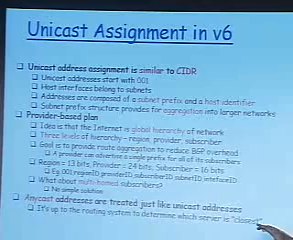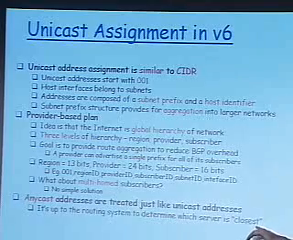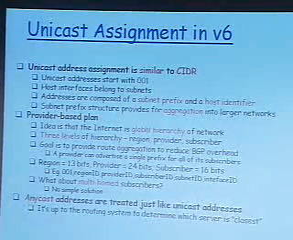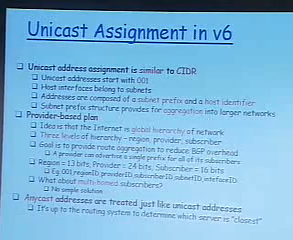And anycast addresses are just like unicast addresses, and closest is not well defined. It's left to the routing infrastructure to decide what closest is.